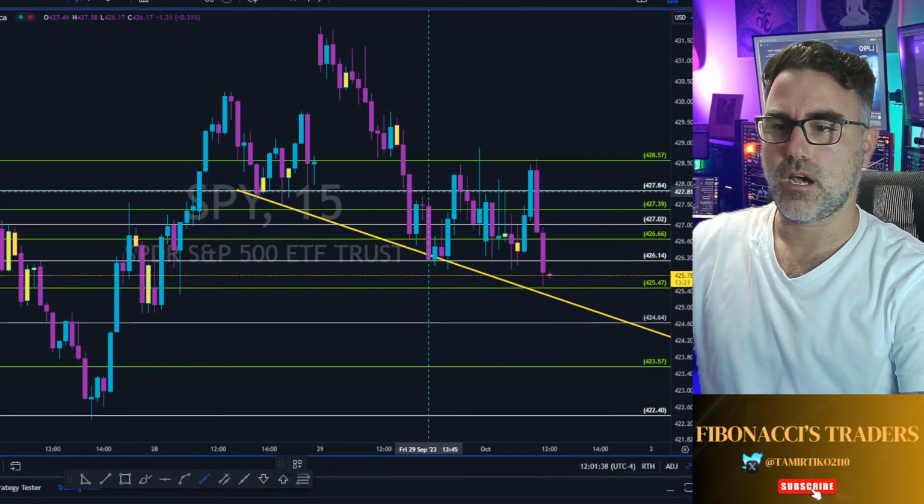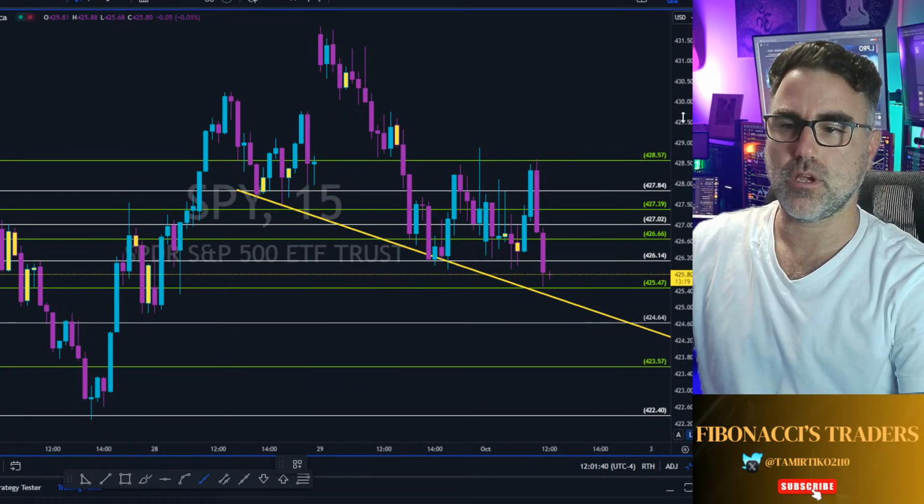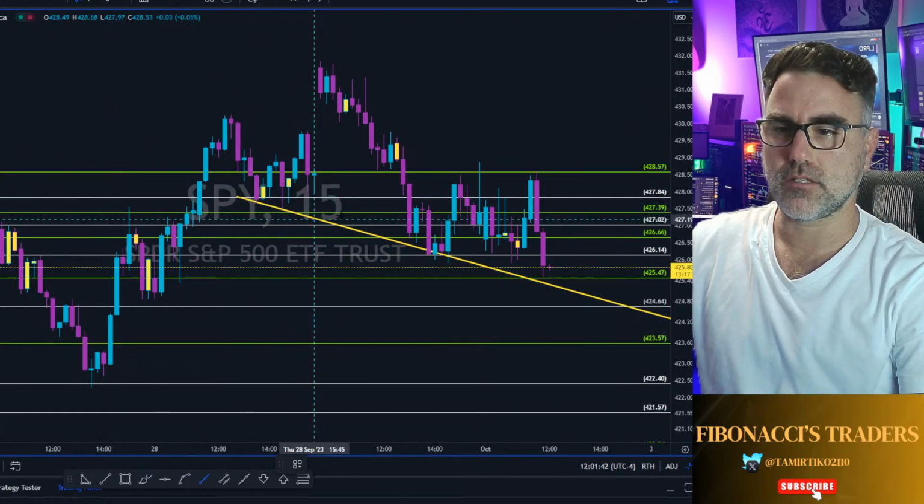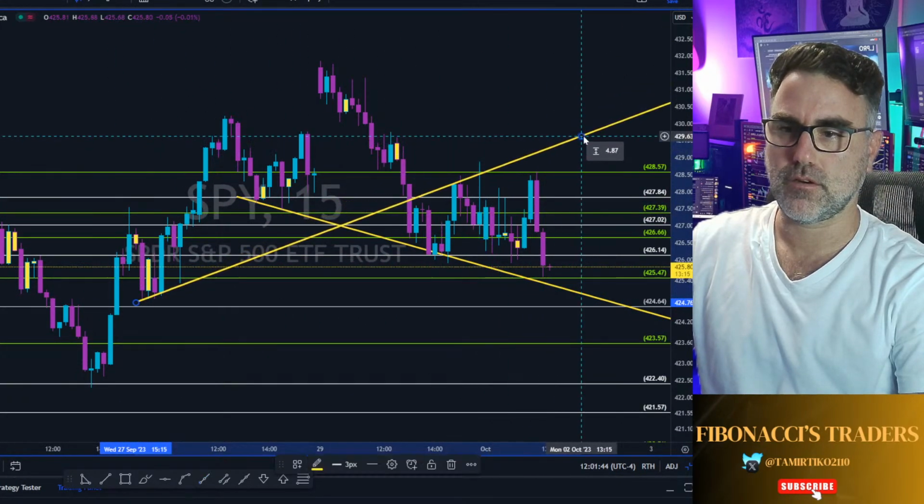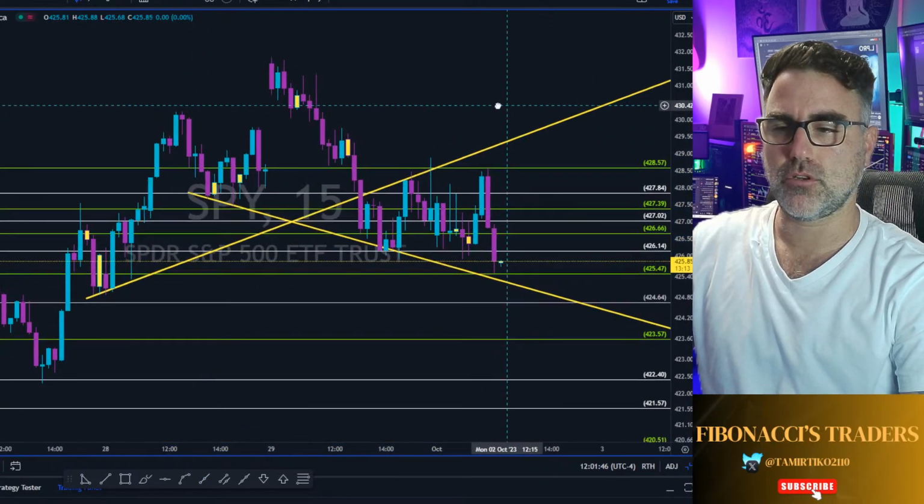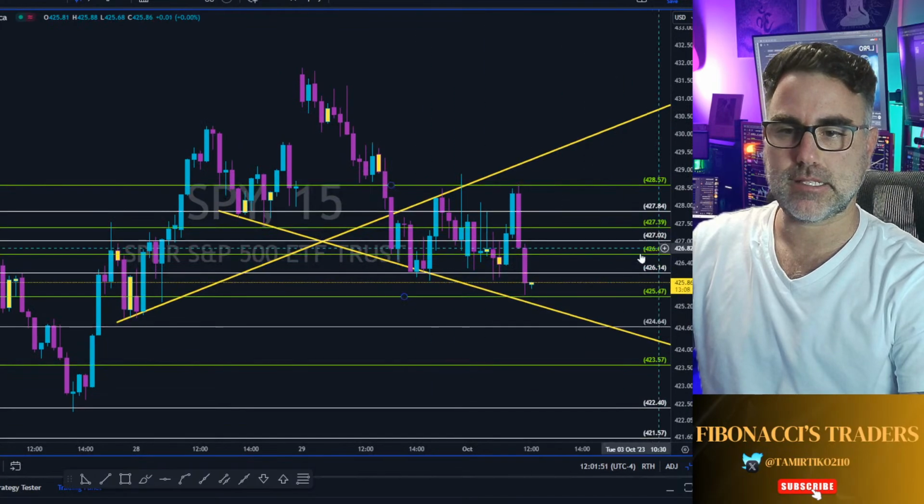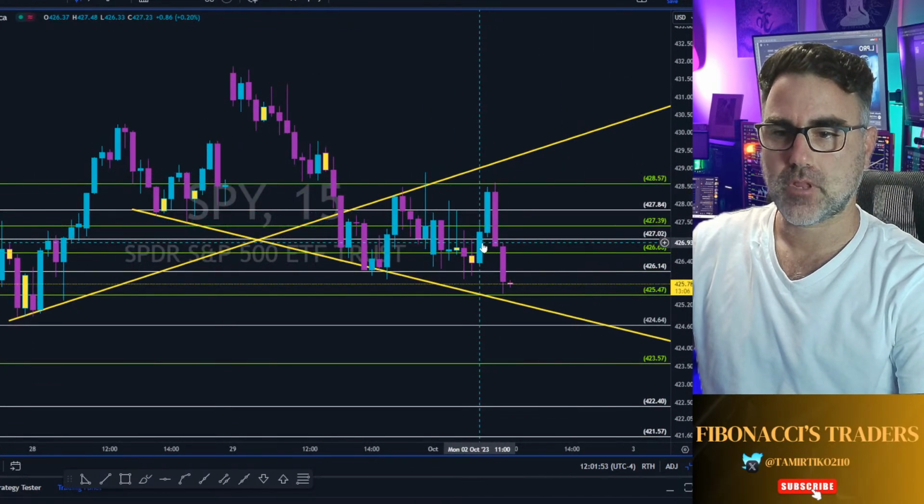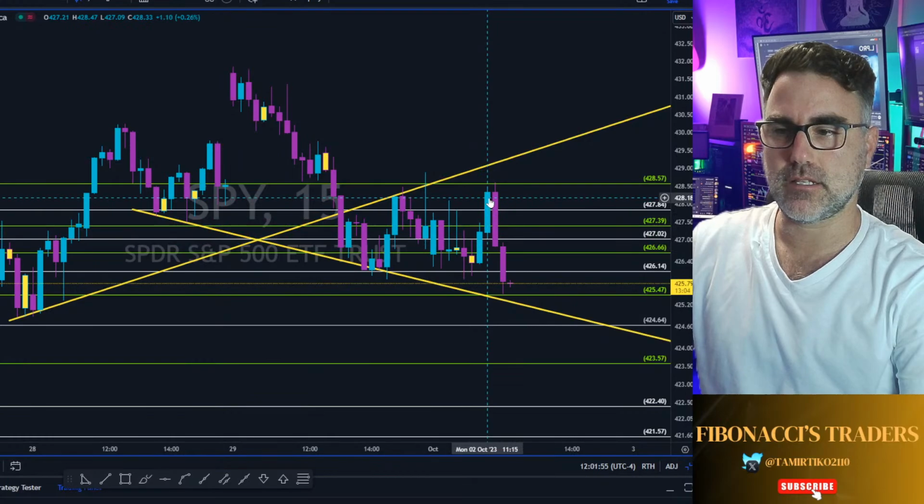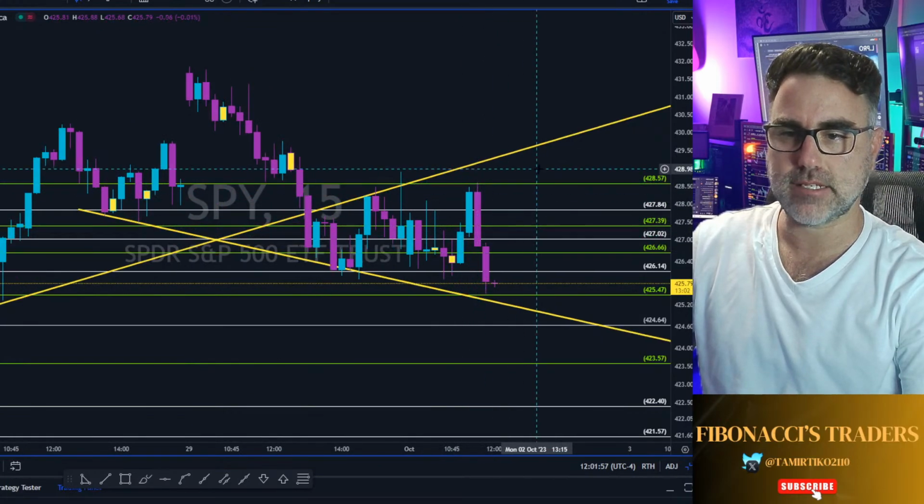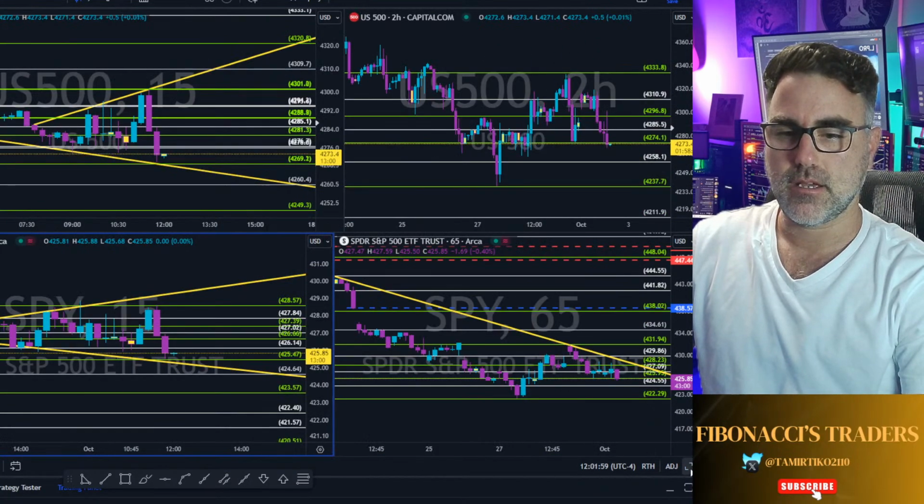Higher highs, higher lows. We have this. We have the next one over here. Here we have Browning formation on SPY 15. But let's see where it's going. We had 2 very nice candles to the upside. Now 2 very nasty candles to the downside.